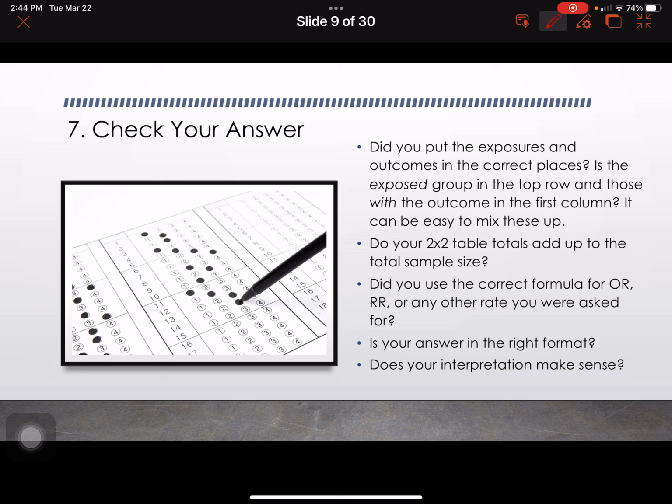The final step is to review your answers. Did you put the exposures and outcomes in the right places? Does all your 2x2 table math add up? Did you use the correct formulas and correct values for A, B, C, and D? And is your answer in the right format and does it make sense?